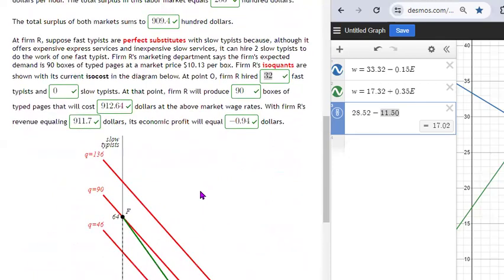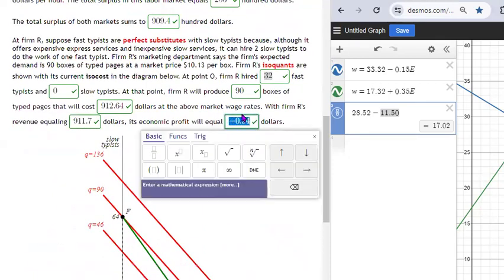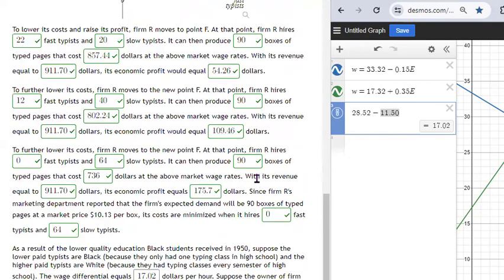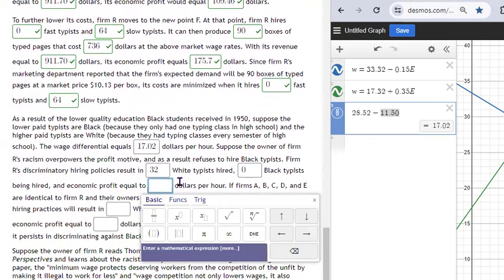Well, let's go back and find out the economic profit. The economic profit is negative. So this discrimination leads to an economic loss.